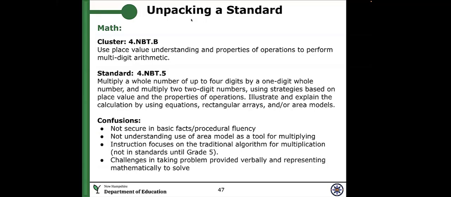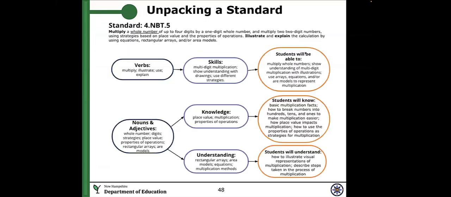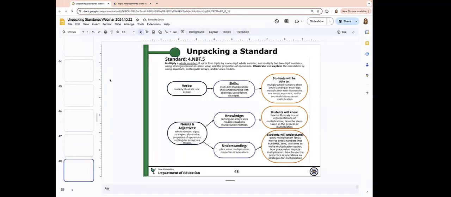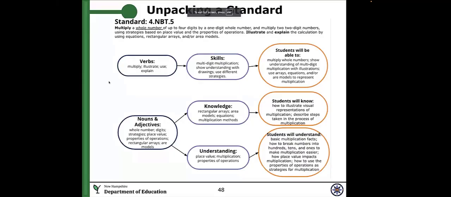So as we look here, I'm just going to refresh, sorry. We're going to take a look at this. And we're going to look at, again, here is my standard that we're looking at, multiplying those whole numbers. I do the same thing. I'm starting with the verbs here. So I'm going to multiply. I want to be able to illustrate. I want to be able to use the specific properties of operations. And then we need to be able to explain.